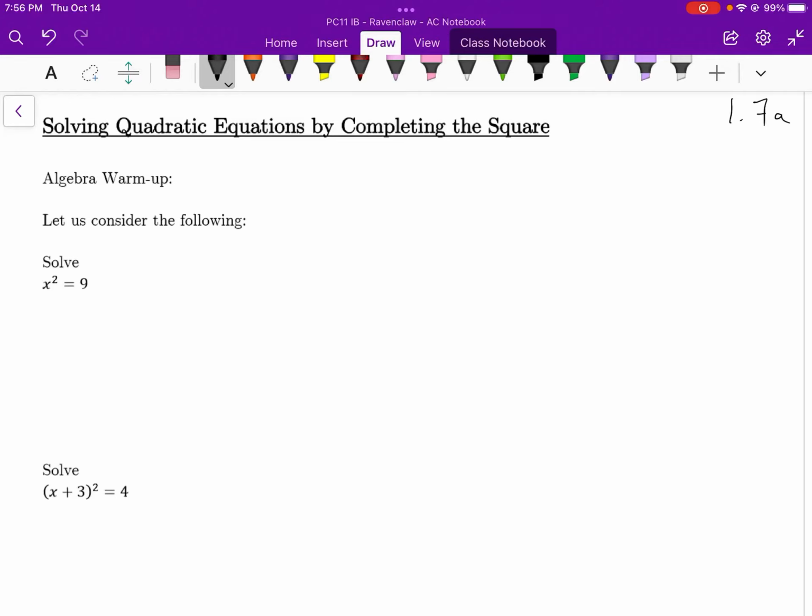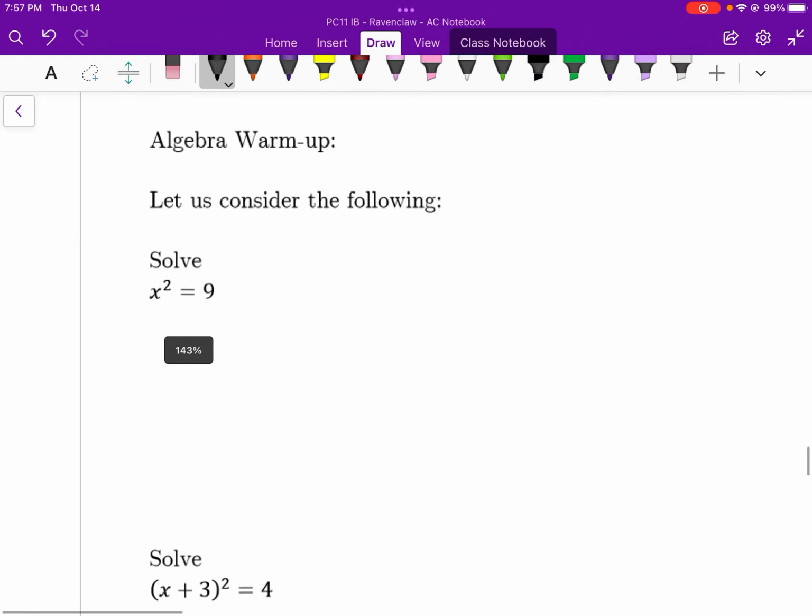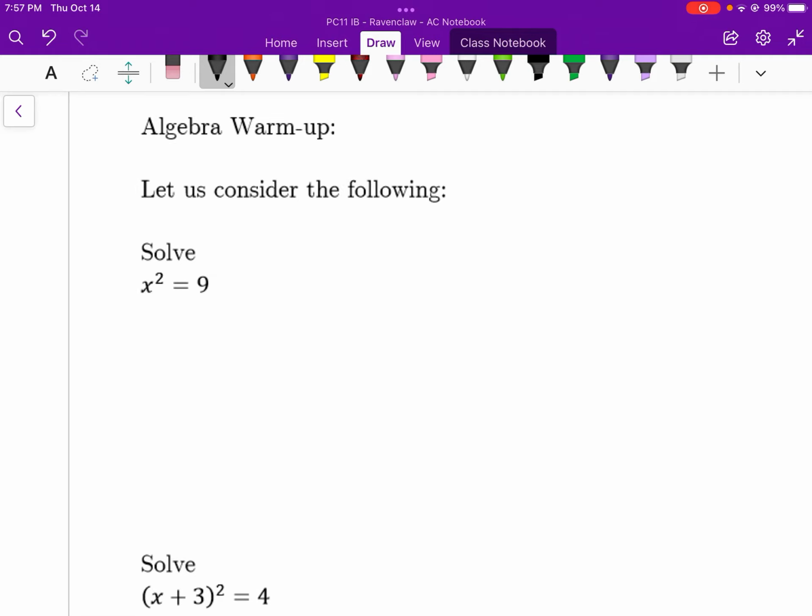We're going to be taking our next step in solving quadratic equations by completing the square. Now remember what solving an equation is. You're finding the x values that make a statement true. So let's just begin with an algebraic warm-up. So let us consider the following. Solve x squared is equal to 9.